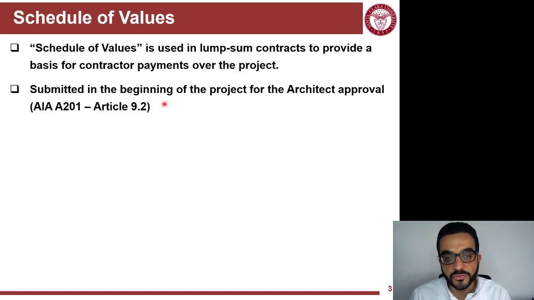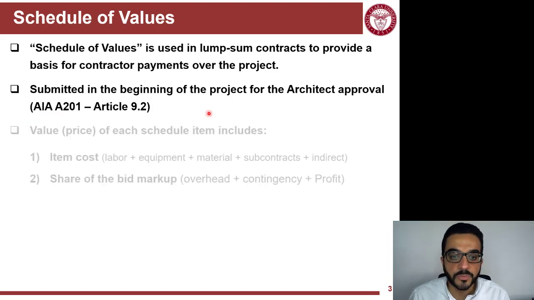So the schedule of values is submitted at the beginning of the project for the architect's approval. If it's not even submitted as part of the bid, still in hard bids you are selected based on the lump sum, not how it's broken over the schedule of values. This requirement is mentioned in the AIA A201, the general conditions that we covered before.